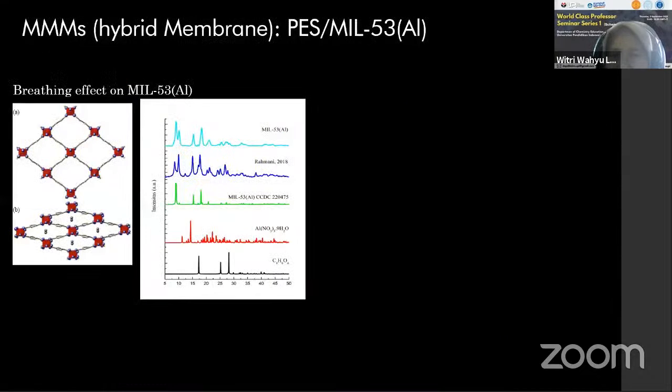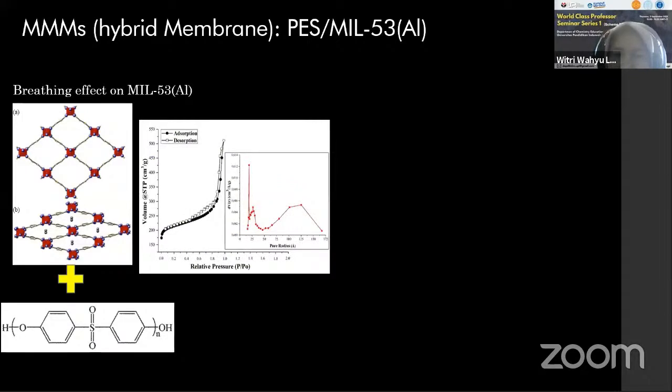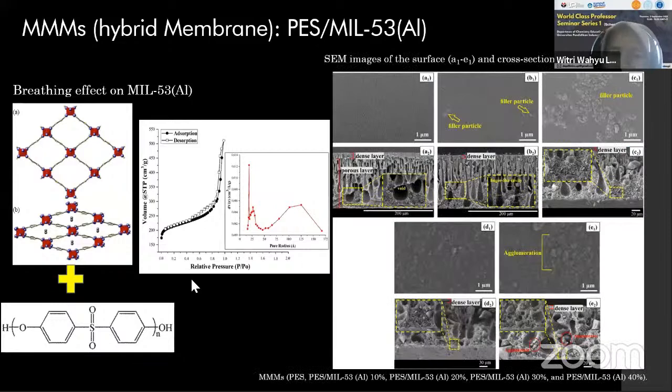And of course, for synthesis of MOF, we should run the XRD first, and then we check the porosity of the material. And after we mix with this polyethersulfone polymer, we can see how the distribution and homogeneity of the MOF is distributed in this polymer. This is also not an easy job in reality, in the lab. Some agglomeration occurs, and then we try to optimize the conditions and so on.